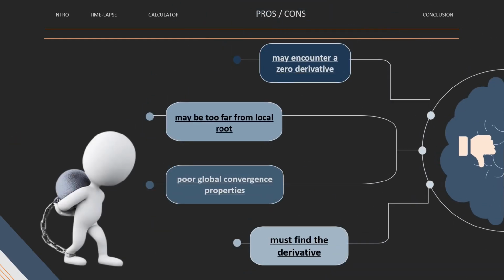For the disadvantages, you may encounter a zero derivative when using the Newton-Raphson method. It may also start too far from the local root, as well as it has poor global convergence properties. Not to mention, you must find the derivative when using this method as well.